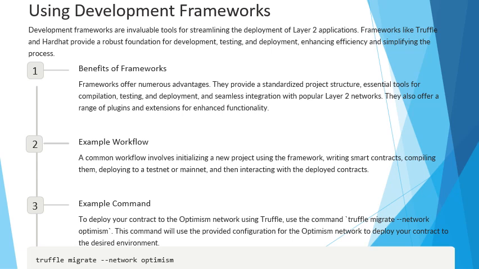A common workflow involves initializing a new project using the framework, writing smart contracts, compiling them, deploying to a testnet or mainnet, and then interacting with the deployed contracts. Now, to deploy our contract to the Optimism network using Truffle, we use the command truffle migrate --network optimism. This command will use the provided configuration for the Optimism network to deploy our contract to the desired environment.